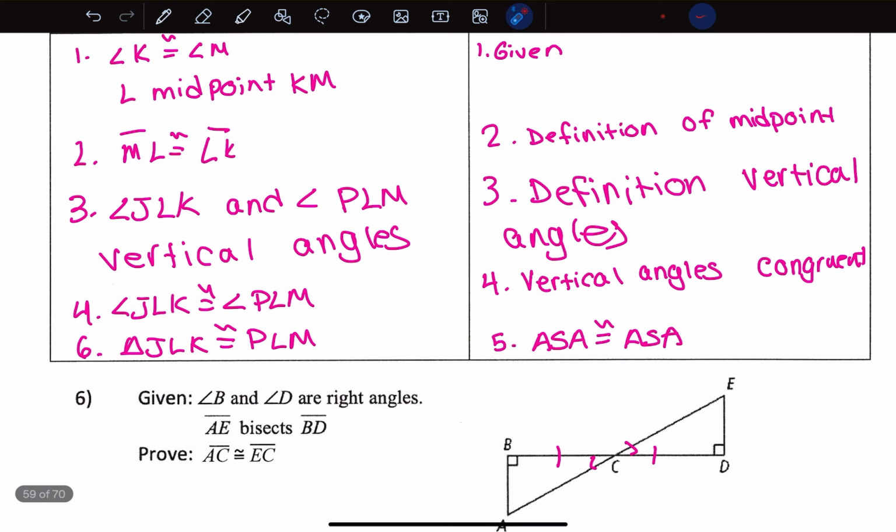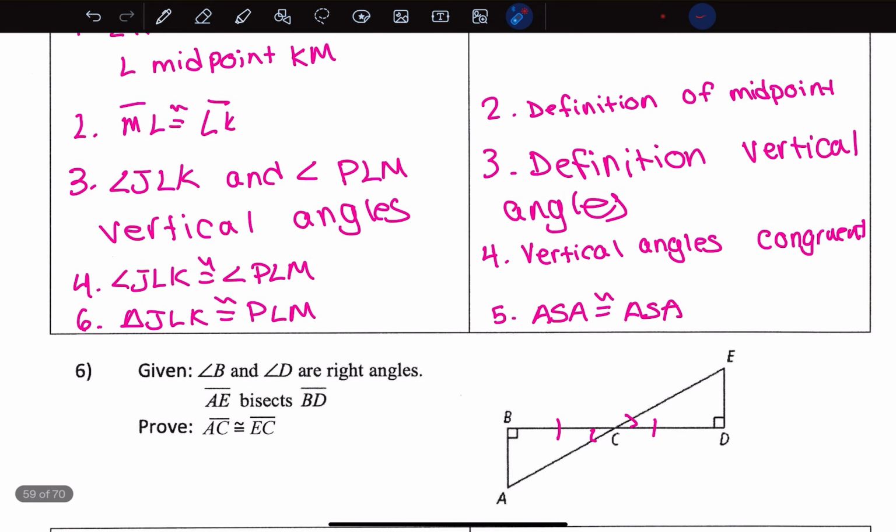Last one for this lesson. Given that angles B and D are right angles, so I have right triangles, again, you have to think, am I going to use hypotenuse leg just because it's a right triangle? No, you have to take the information that they give to you and label it on your diagram. So, because they're right angles, I know they're congruent. That could be another way that I'm going to go with this. It also states that AE bisects BD. Because of this, we're going to have congruent segments.